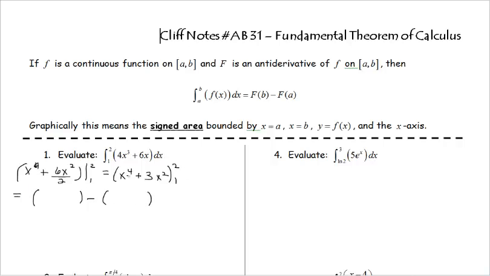Alright, so plug in 2 everywhere you see x, so 2 to the fourth is 16, plus, plug in 2, squared is 4, 4 times 3 is 12. Evaluate at the lower limit, that's 1, so that's 1 plus 3. So we have 28 minus 4. So the answer is 24.